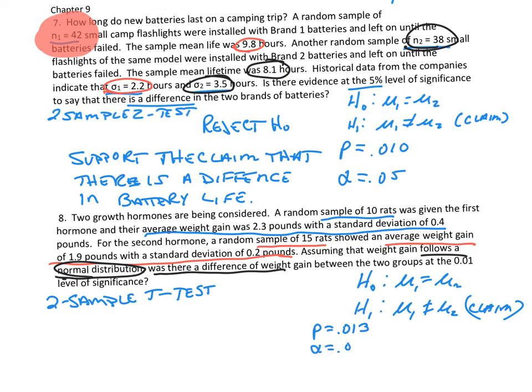Alpha is 0.01. So 0.013 is slightly more than 0.01 because 0.01 implies 0.010. So since my p-value is slightly higher, higher means fail to reject the null. Which means fail to support the claim that the hormones work different.